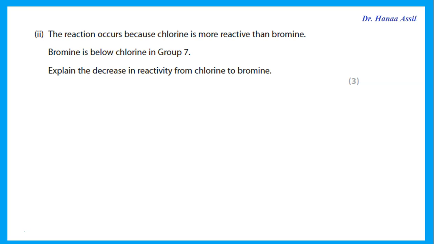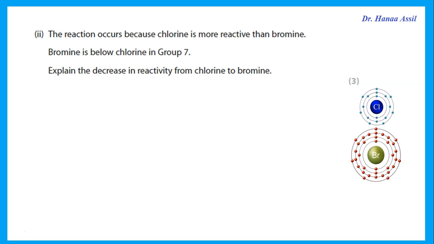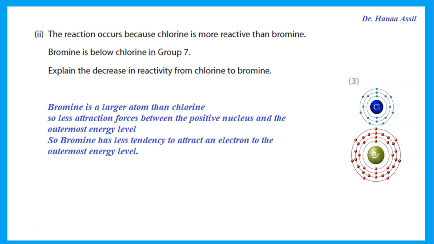The reaction occurs because chlorine is more reactive than bromine. Bromine is below chlorine in group 7. Explain the decrease in reactivity from chlorine to bromine. Remember, a non-metal is more reactive if it can gain electrons easily. So chlorine compared to bromine, chlorine can gain electrons easily. Of course, that is because bromine is a larger atom.